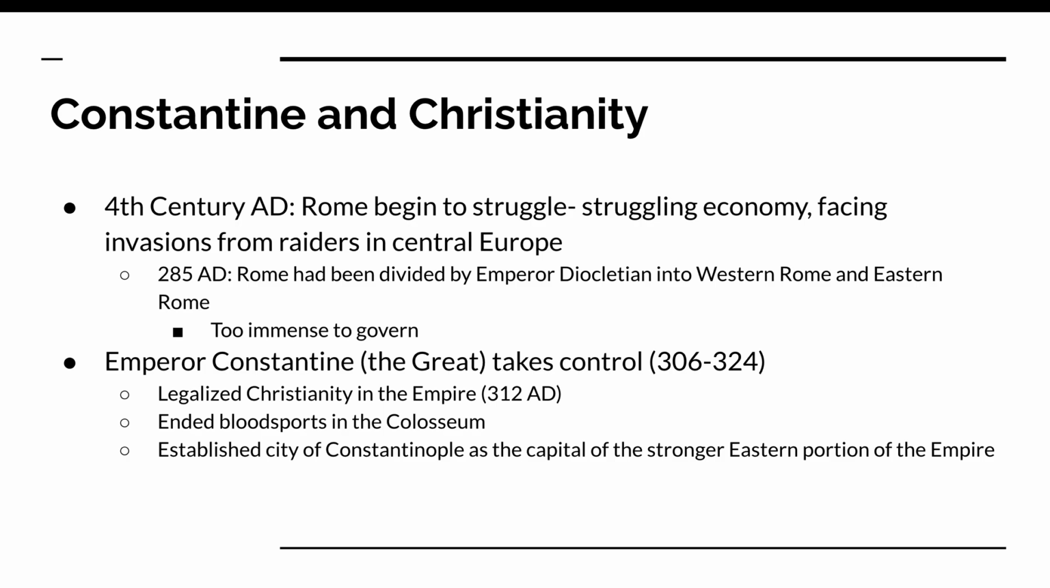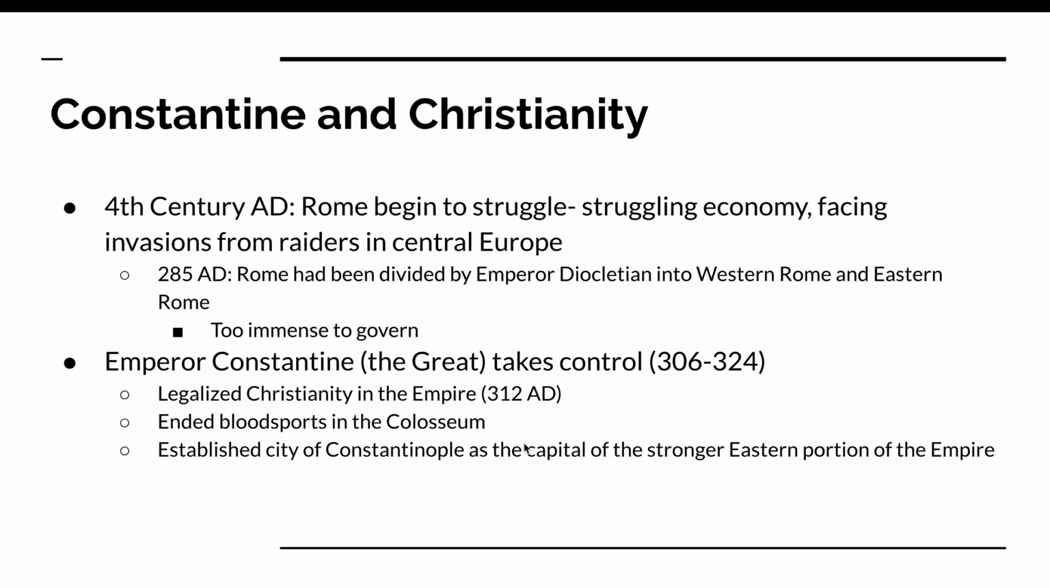But it's at this point, the legalization of Christianity in the empire, that Constantine is said to have this vision of a burning cross on his deathbed. It's kind of this crazy story. But he establishes Christianity as the dominant religion in Rome, and that is what allows Christianity to spread. And most people living in Europe today are Christian, and they have Constantine to thank for that. He also ends the gladiator battles in the Colosseum, and we also see the establishment of the city Constantinople, which is in modern-day Turkey.